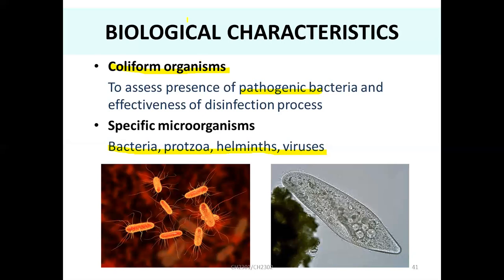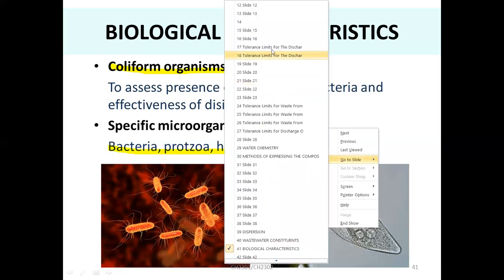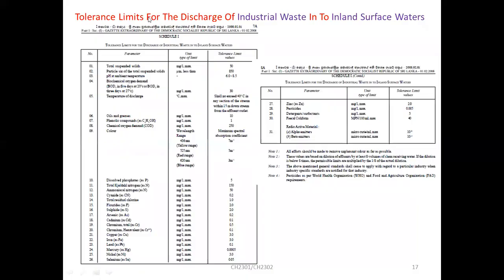There is no coliform organisms in the drinking water. But when you check the tolerance limits for the industrial waste into inland water bodies or marine water bodies, there is a space for coliform organisms. So therefore, let's check the tolerance limits. So here you can see this is the tolerance limit for the discharge of industrial waste into inland surface water. Here you can see fecal coliform.